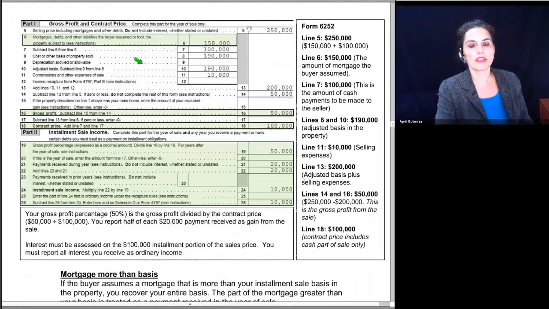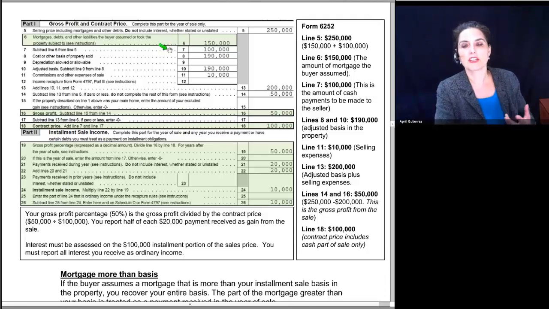And you can see that we begin on line 5 by entering $250,000. That is the selling price of the property. Then on line 6, we enter the amount of mortgage being assumed by the buyer, and that is subtracted out of the selling price to arrive at the amount of cash payments that the buyer is going to be making to the seller. We then look to the amount of the cost basis of the property, which was $190,000. And since we have commissions and expenses of the sale, those get entered on line 11.